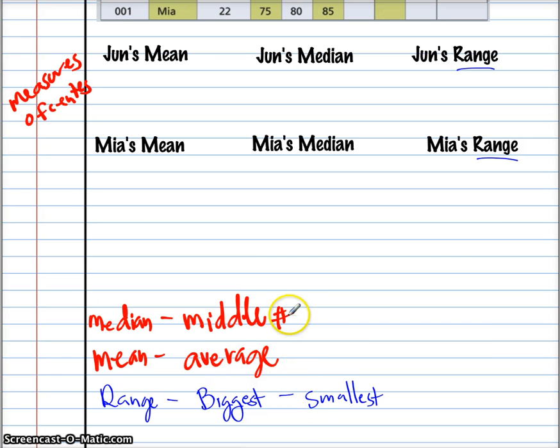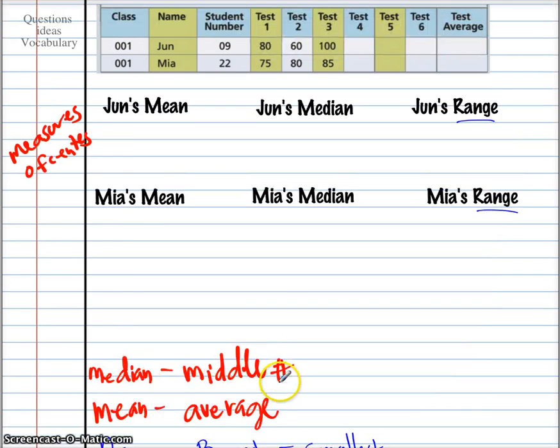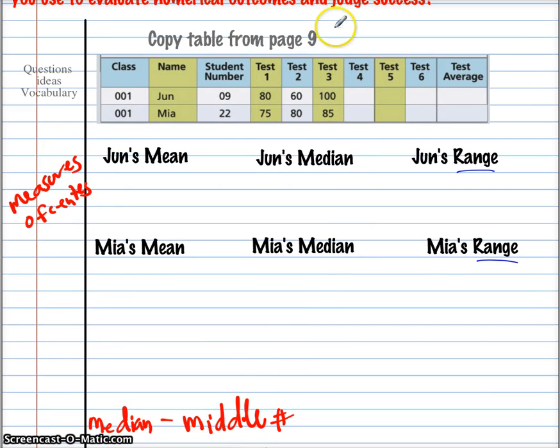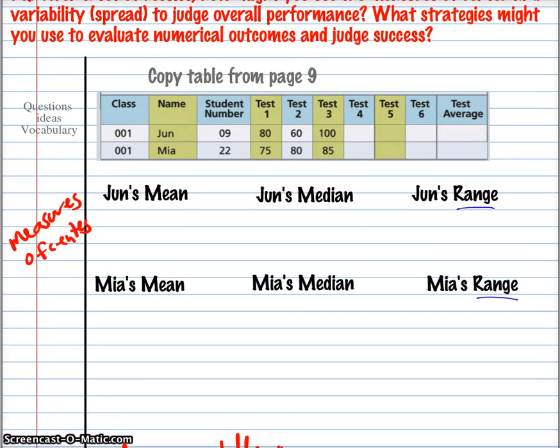Sometimes I'm really, really good. I score hundreds, and you know I'm the best player on the team, and other days I'm the worst player. I'm not very consistent. Whereas if your biggest and smallest numbers are very close together, then you're much more consistent. Okay, so let's start calculating these two things. I'm going to do all of June's calculations first.